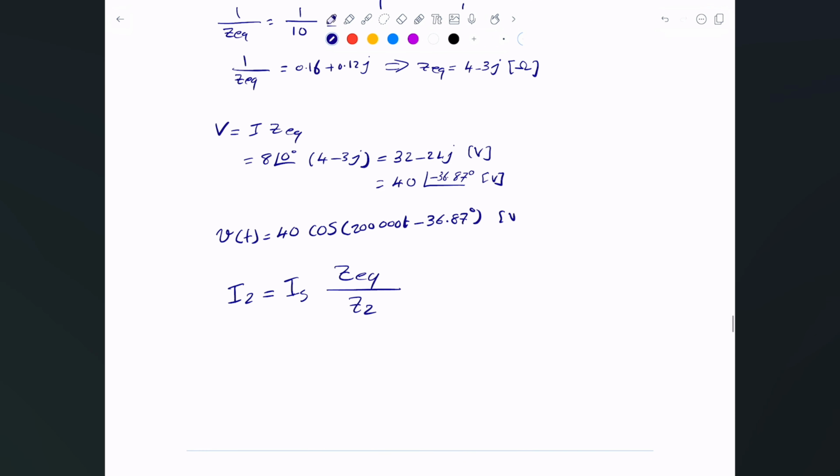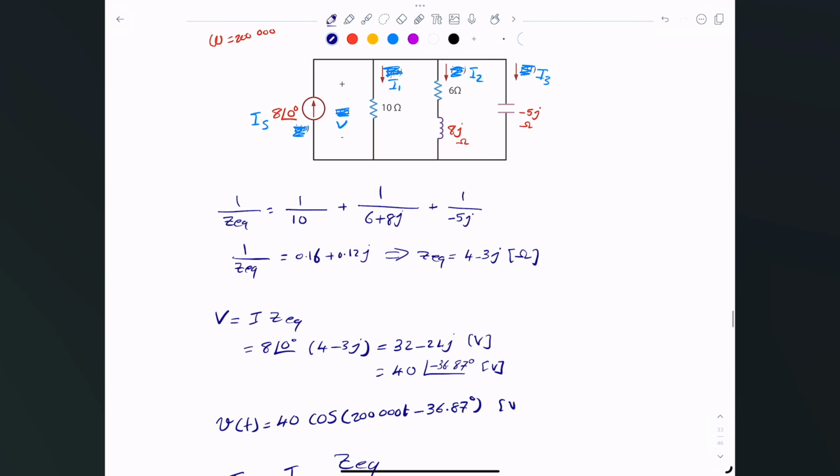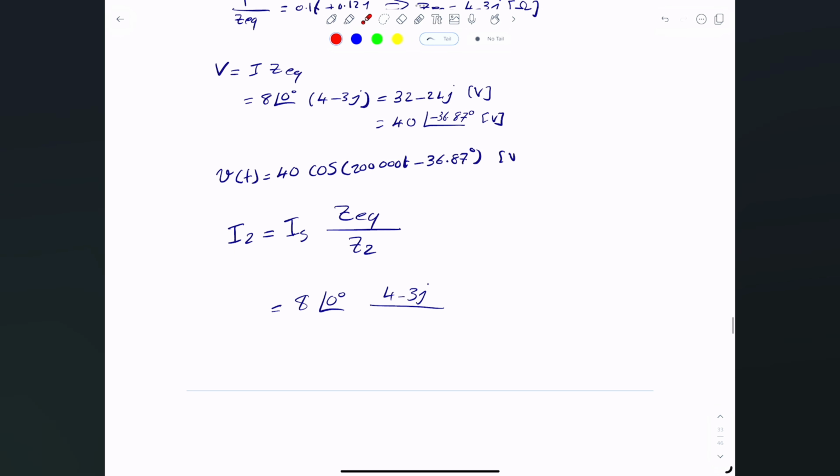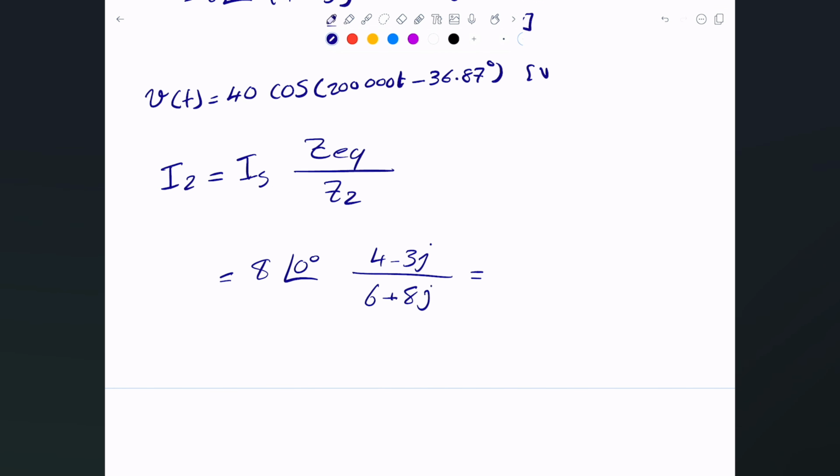So let's do that here. What is the I of S? This is 8 at 0 degrees. The Z equivalent is 4 minus 3j. Z2 is this here, which is 6 plus 8j. Let me compute this for you, and I ended up with simply negative 4j amps in the phasor domain.